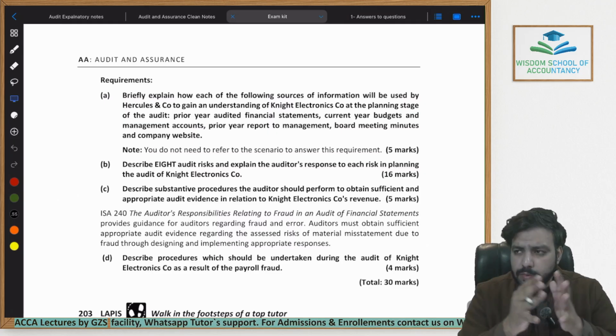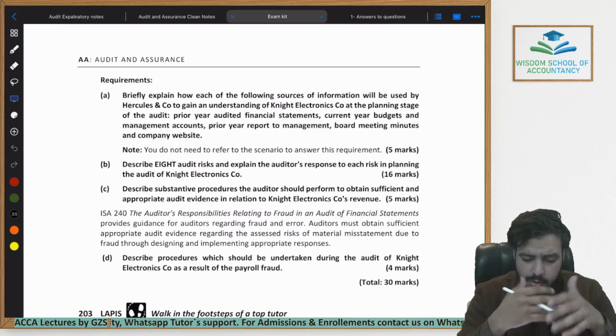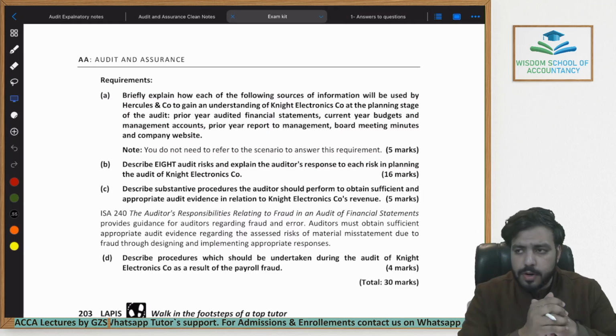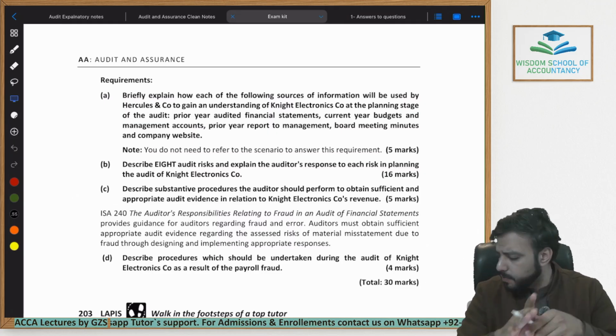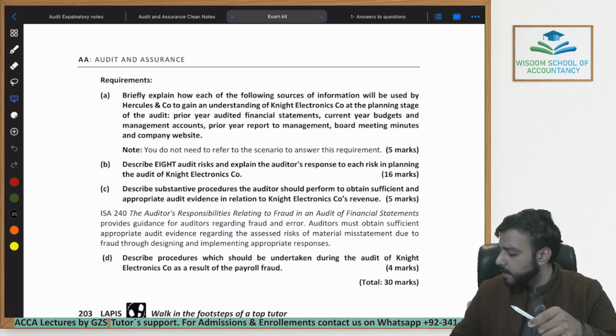You will see that if an examiner is asking you to identify, let's say, 8 different types of audit risks, out of those 8, at least 3 or 4 will be the ones that you will see are repetitive in nature.